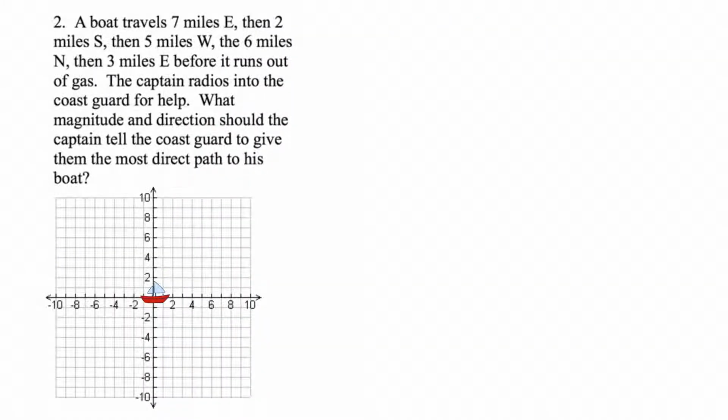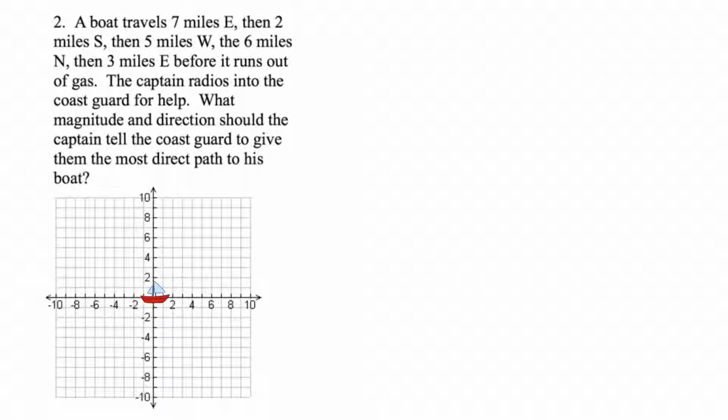Alright, here's another typical problem. A boat travels 7 miles east, then 2 miles south, then 5 miles west, then 6 miles north, then 3 miles east before it runs out of gas. The captain radios into the Coast Guard for help. What magnitude and direction should the captain tell the Coast Guard to give them the most direct path to his boat?